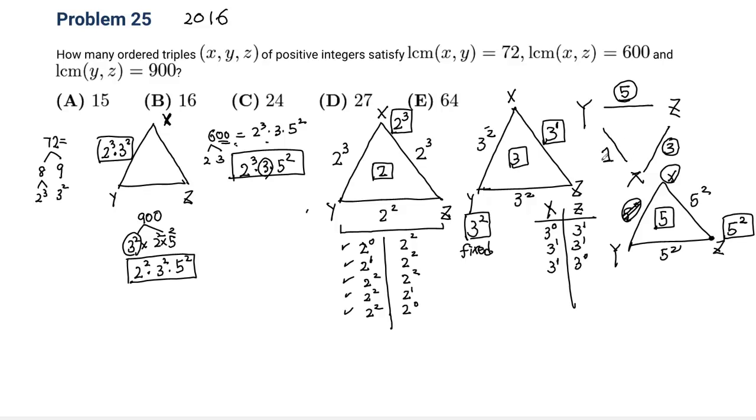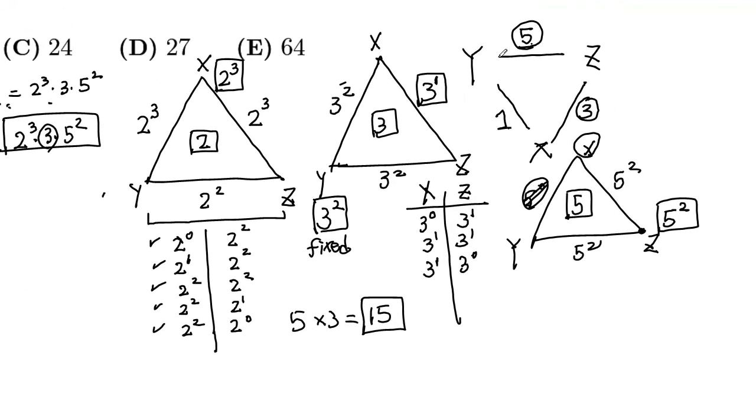So the total number of ways is how much? 5 times 3, so 5 times 3 equals 15 different ways. That's why 15 is the answer. So for y and g, there are 5 different ways. From here, 3 different ways. This is only one way. So the number of all choices is 5 times 3, that is 15 different ways. That's why the answer is A, okay? All right, thank you.